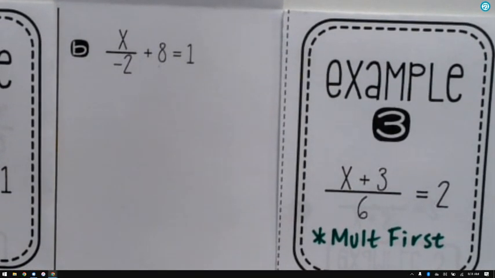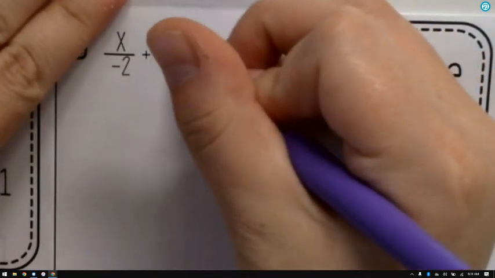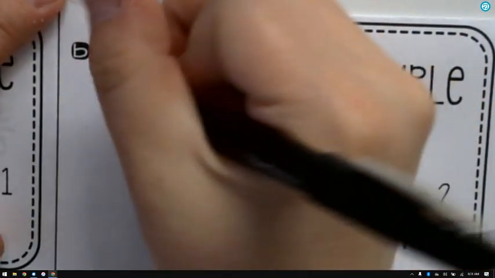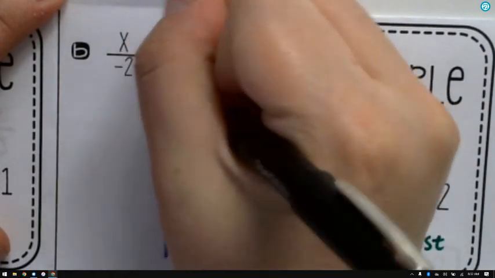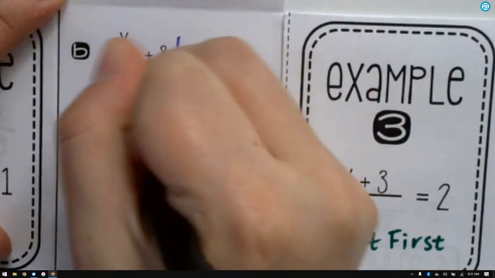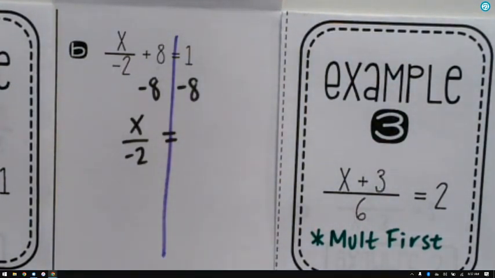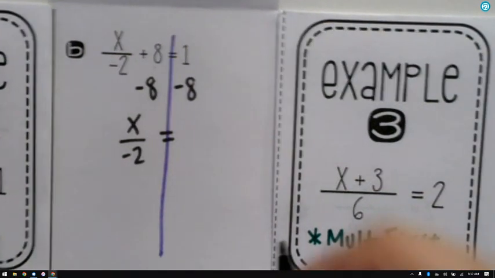Next one. x over negative 2 plus 8 equals 1. So same thing. We need to get rid of what we are adding or subtracting first. So in this one, we're going to get rid of the plus 8 first by subtracting 8. We've got x over negative 2 still equals 1 minus 8. 1 minus 8 is negative 7.